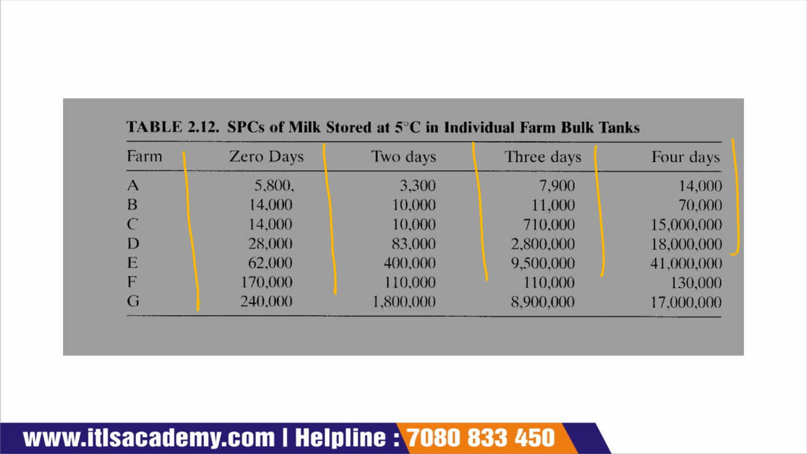Okay, if we talk about farm A, then at 0 days the SPC load is around 5800. Now at 2 days it decreases to 300. Then again the number increases because the storage time increases, and it reaches 7900. Then on the 4th day it reaches 14,000. Now B at 0 days has an SPC load around 14,000, then 2 days around 10,000, then at 3 days around 11,000, and at 4 days around 70,000, and so on.